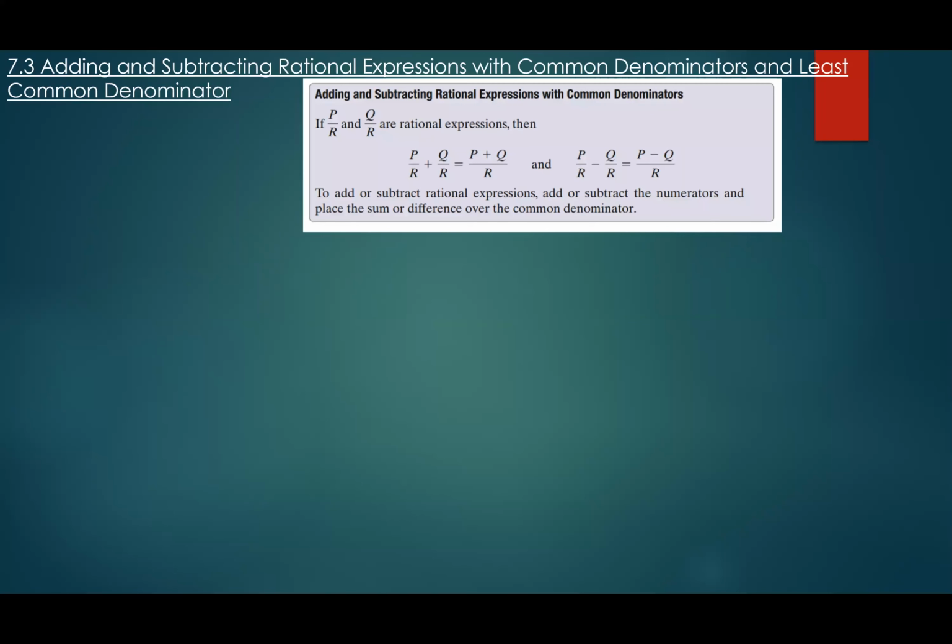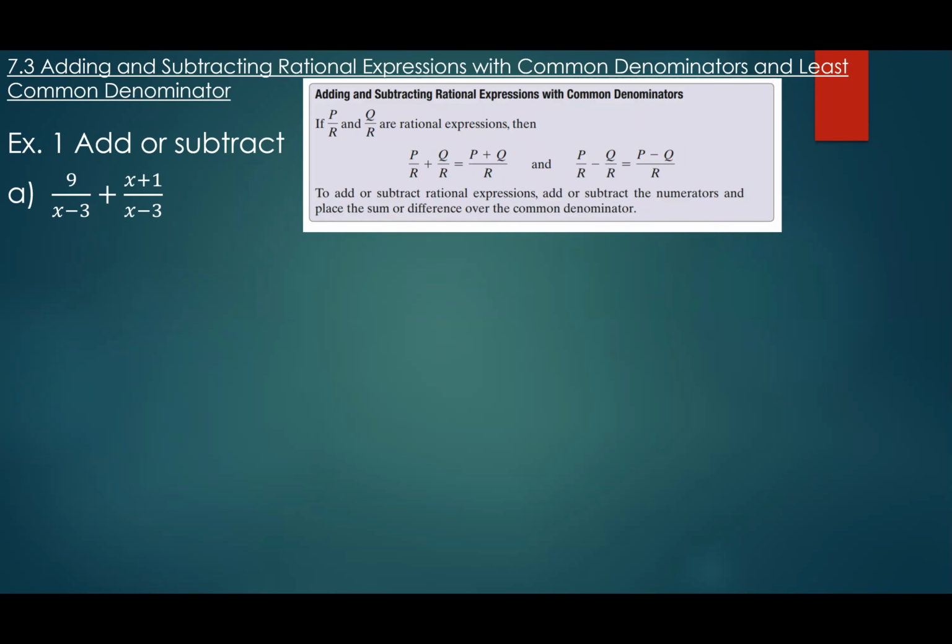Okay, so in order for us to add or subtract rational expressions, the one most important thing that you need to have is a common denominator. And that's where 7.3 comes in. In 7.3, all you need to do is identify that all of your problems have the same denominator. Okay, so let's take a look at A.